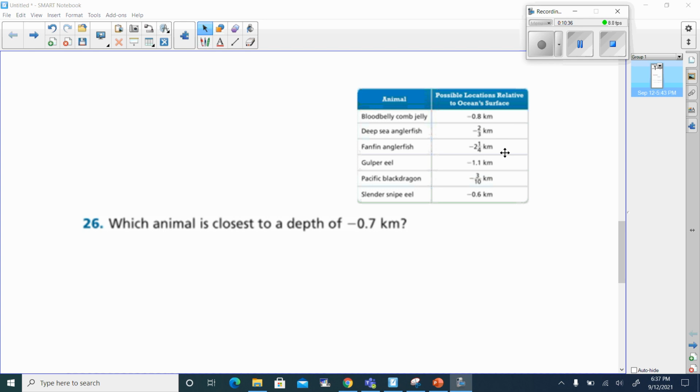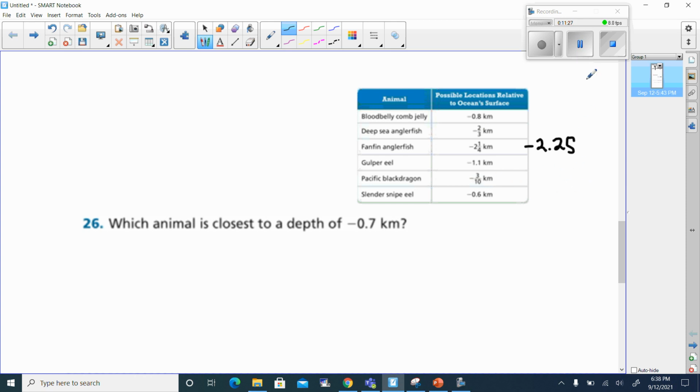But as we see that we have fractions in here, we just can't look at the decimals and say that they're going to work. Now, I see this fan fin anglerfish with negative 2 1/4 kilometers. That's not going to be closer than these two because 1/4 is 0.25. So this is going to be equal to about 2.25. And even if it's negative, that's still not going to be closer than those other two. Let's look at this. A negative 1.1 definitely is not closer than negative 0.6. Then we have a negative 3/10, and that is going to be equal to 0.3, I believe. Let me see.